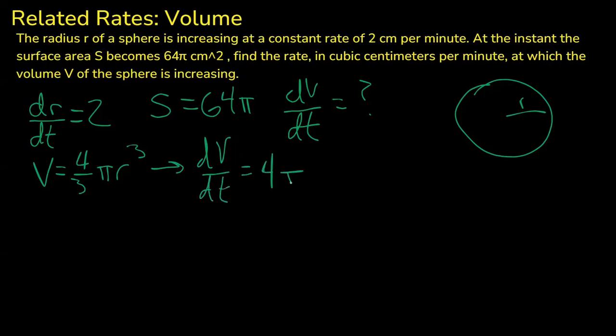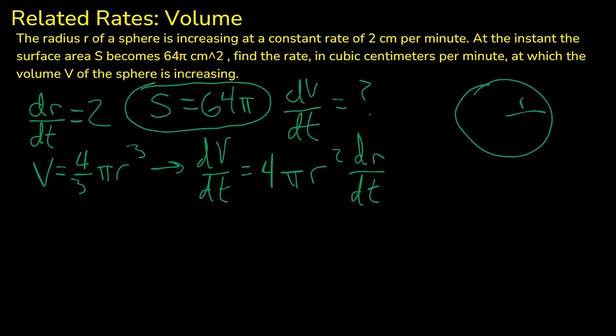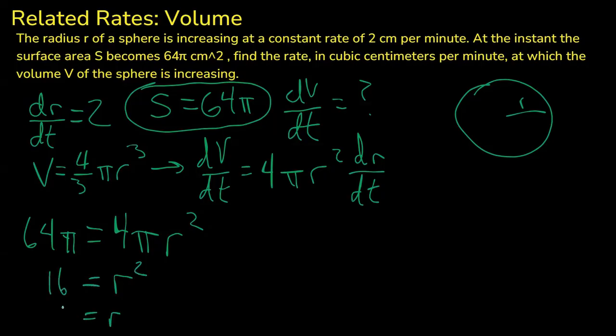It's going to be 4 pi r squared dr dt. Now we know what the rate of change of the radius is, but we don't know what the radius itself is. However, we do know that the surface area is 64 pi. So 64 pi is going to equal 4 pi r squared, because that's the formula for the surface area of a sphere. So divide by 4 pi and you have r squared equals 16. So this tells us that r is 4.